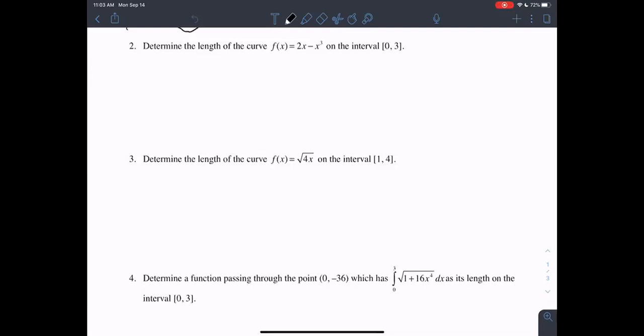And for number 4, right, we're trying to find the original function. Yes, so number 4, you're working your way backward. Yeah, I gave you the arc length integral.